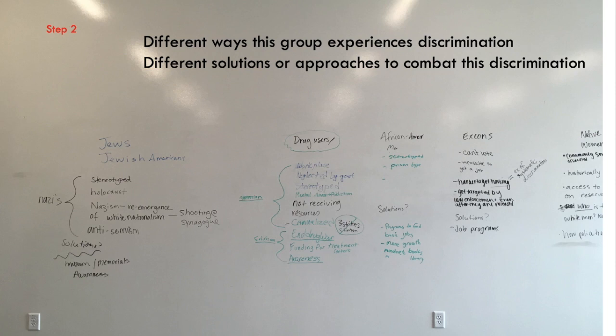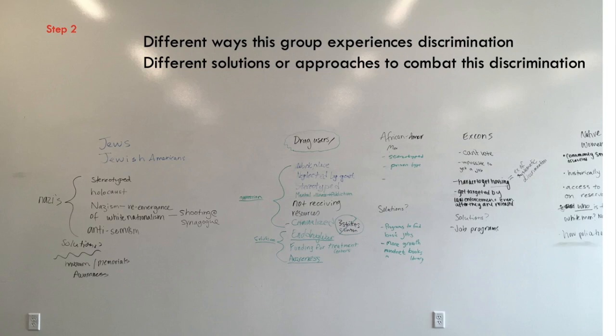Not receiving resources and the criminalization of certain drugs. Now, solutions, they have ending the drug war. That's a pretty big one. But they also have funding for treatment centers, and again, awareness is a really common solution, just increasing awareness about people who use drugs.